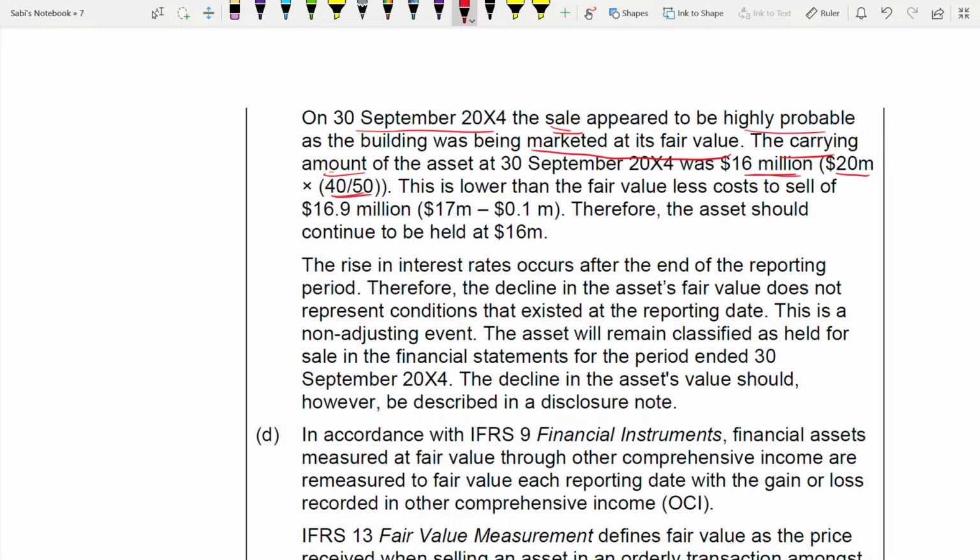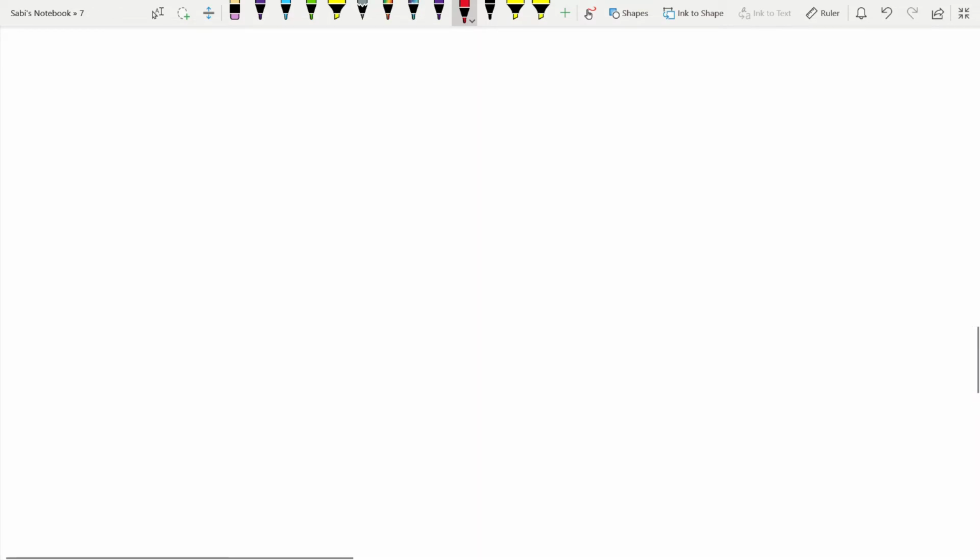Okay, find the fair value less cost to sell and see which one out of this is lower. So the carrying amount is lower than the fair value less cost to sell. That means carrying amount you have to take. Why? Because fair value less cost. So what is the fair value? It is 17. Cost to sell is 0.1. Again, we'll see whether it's correct or not. We'll see in the case study.